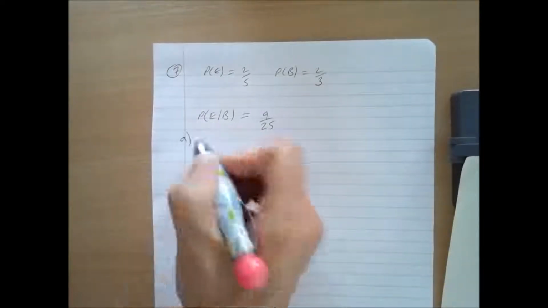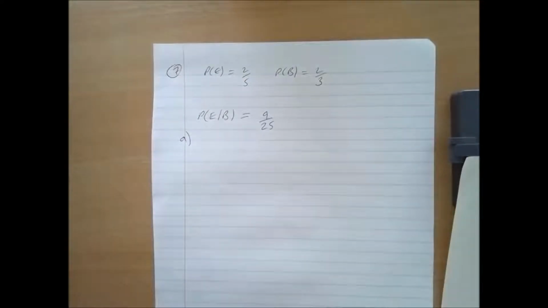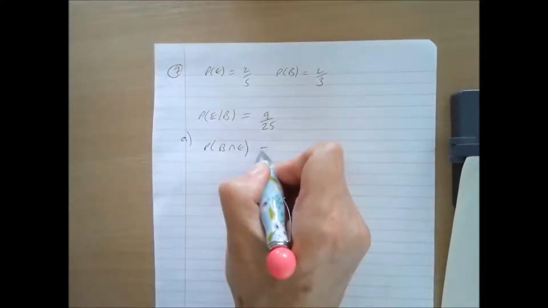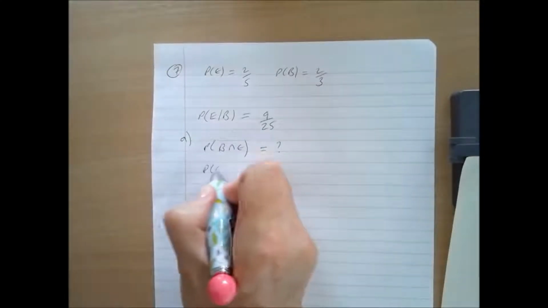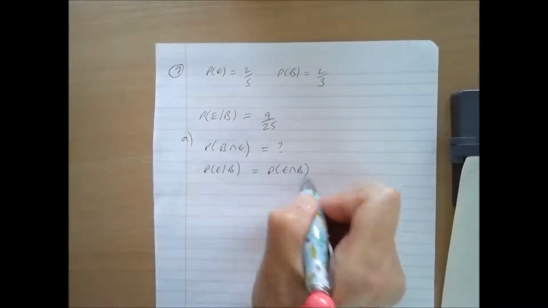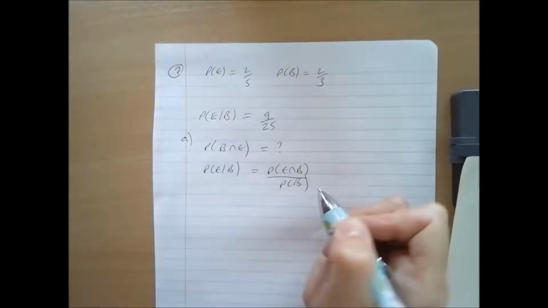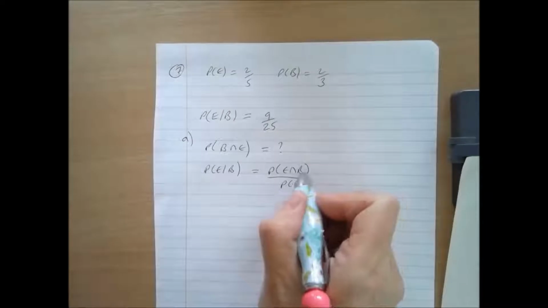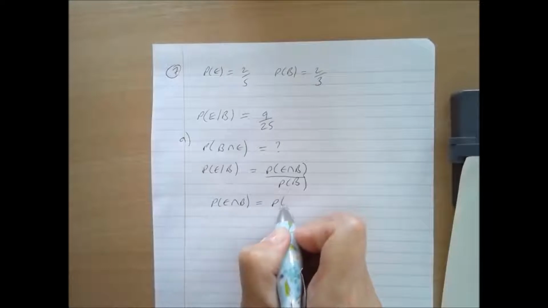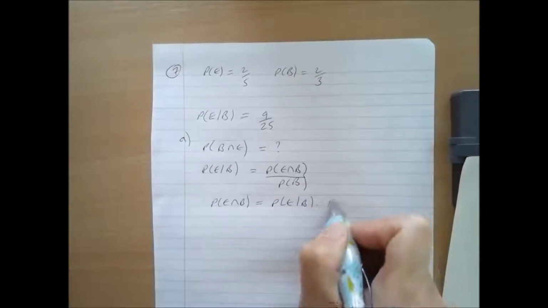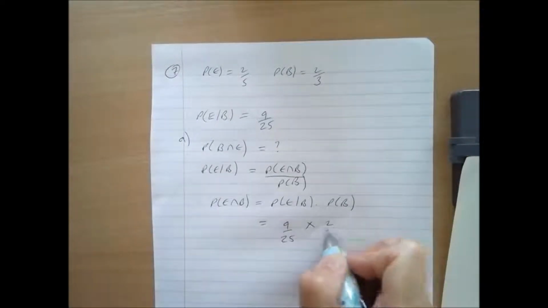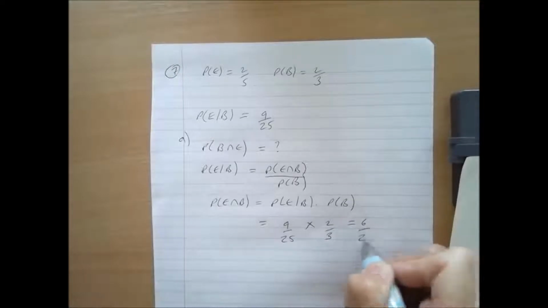And part A of the question asked me for the probability that someone eats breakfast and takes exercise, in other words, the intersection. Now, our conditional probability law says that conditional probability is equal to the intersection of the two sets divided by the given. So if I rearrange that, I've got the intersection. So the probability of E intersection B is the conditional multiplied by B. So I've got 9/25 multiplied by 2/3, which is 6/25.